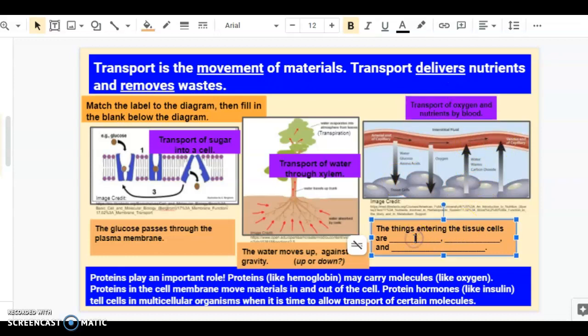So the things that are entering are things like water and glucose, and we saw in the first example exactly how it gets into the cell, and amino acids, which you might remember the cell will use to make proteins that it needs. Proteins play an important role in all of these. Proteins like hemoglobin carry the oxygen in the blood. Proteins in the cell membrane help to move glucose, which came from the blood, into the cell. And protein hormones, like insulin, tell the cells when it's time to take in glucose, in the case of insulin, or other nutrients.